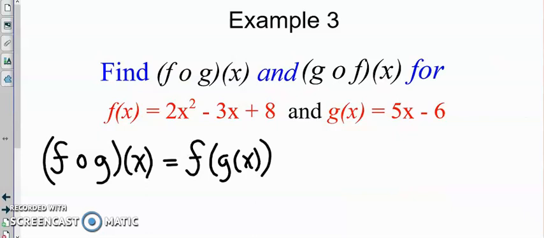And just like I said before on the last video, we have an outside function, we have an inside function. So in this case, f of x is the outside function. G of x is your inside function. Outside, inside. So the steps that we're going to do are going to talk about your outside function and your inside function.